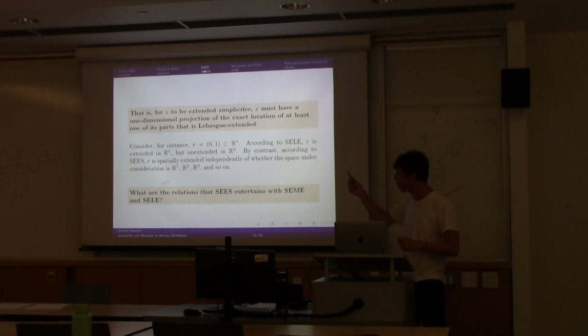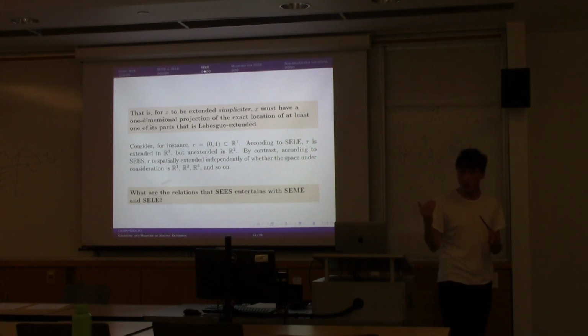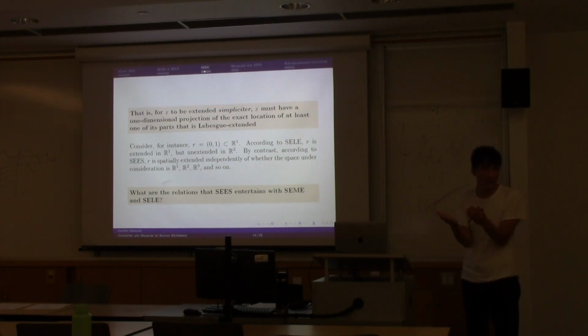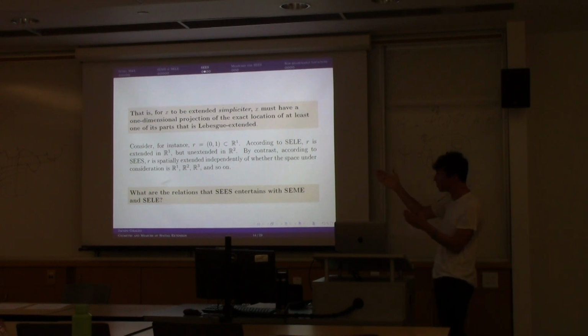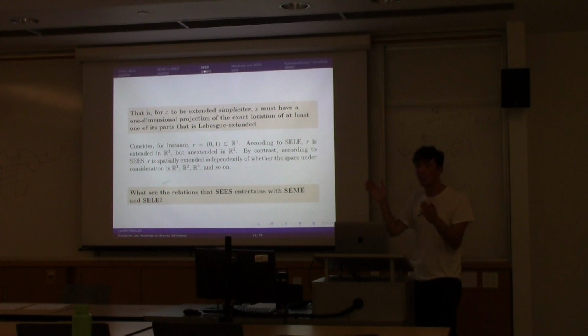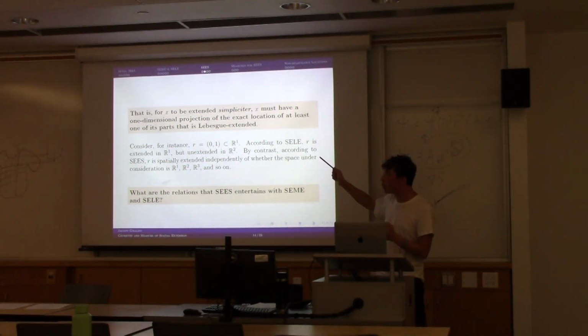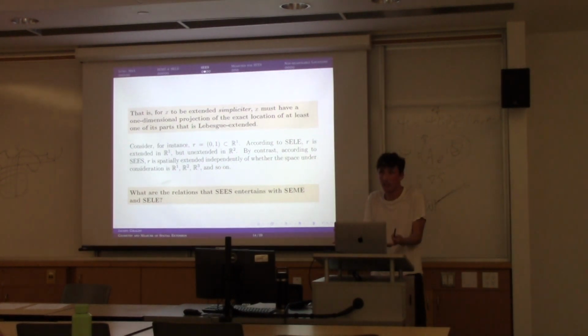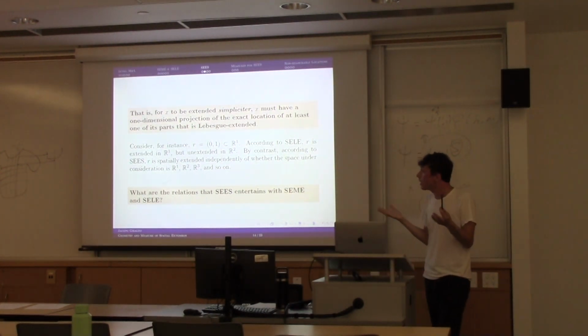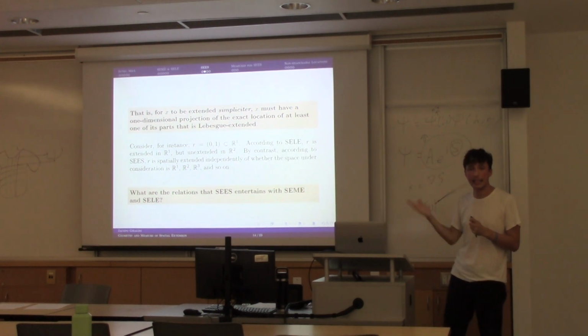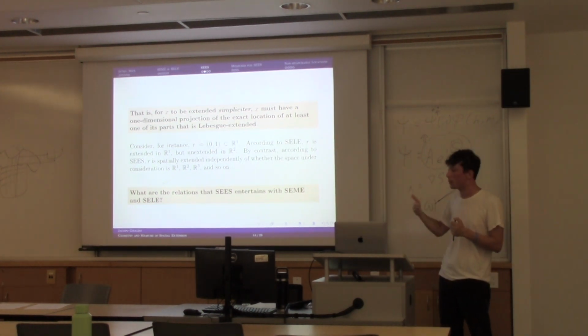So, for instance, take this example. Take the interval [0,1], a subset of R1. According to the Lebesgue account, [0,1] is extended in R1, because you take the Lebesgue measure of [0,1], and its Lebesgue measure is equal to 1. So it is greater than 0, so it is extended. But what about if we consider [0,1] embedded in R2? In any case, we can consider the interval as embedded in R2. Then that same interval comes out as unextended in R2, and also in R3, and so on.